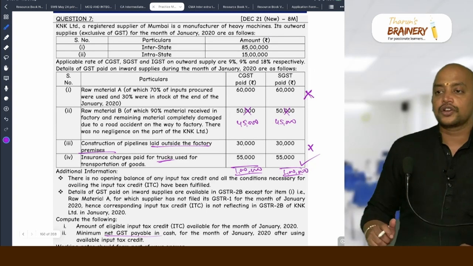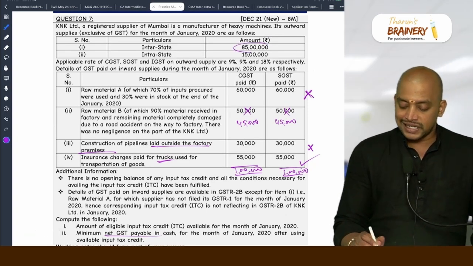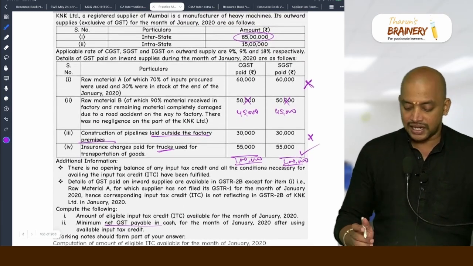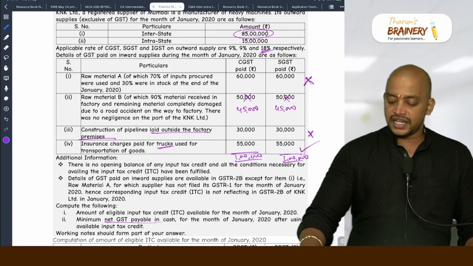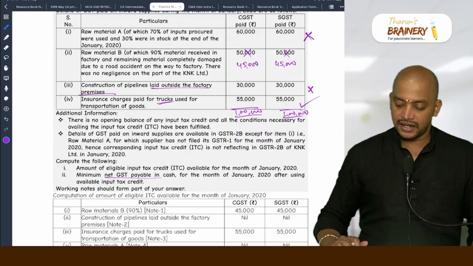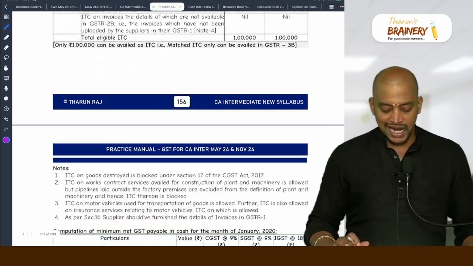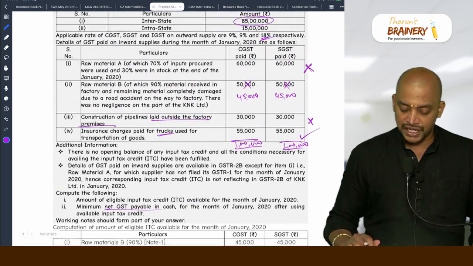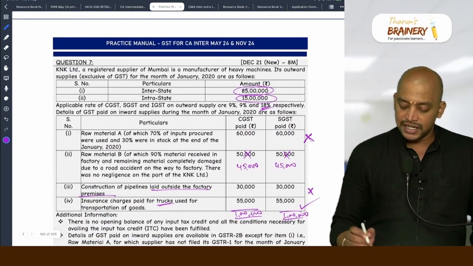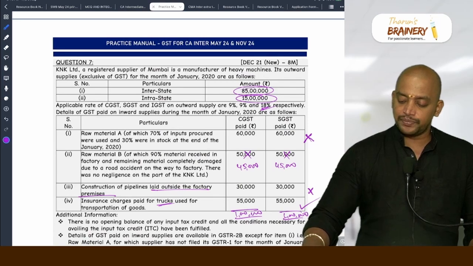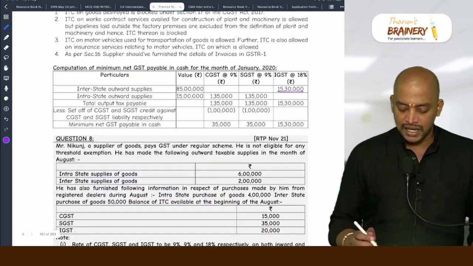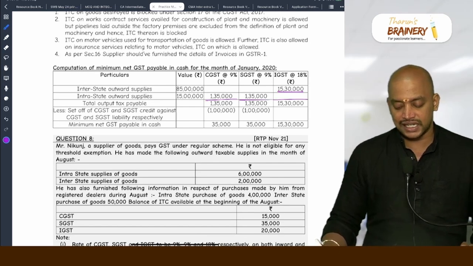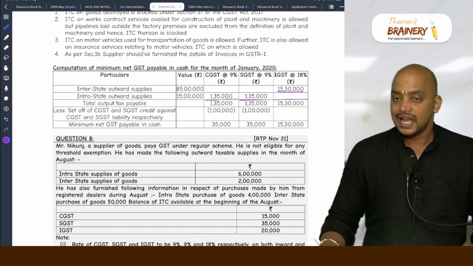So we need to take the gross GST payable. So interstate 85 lakhs, rate of GST is nothing given, given 18%. So 85 lakhs into 18%, 15 lakh 30,000 will be IGST liability. And CGST, SGST, if you see, so here 15 lakhs into 9%, that is 1,35,000 and 1,35,000. So the total liability is 1,35,000 CGST, 1,35,000 SGST and 15,30,000 IGST.